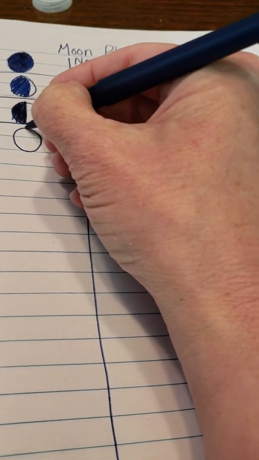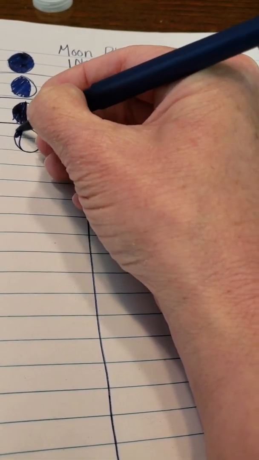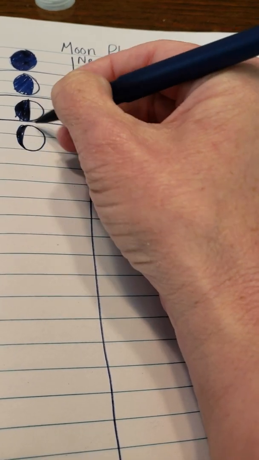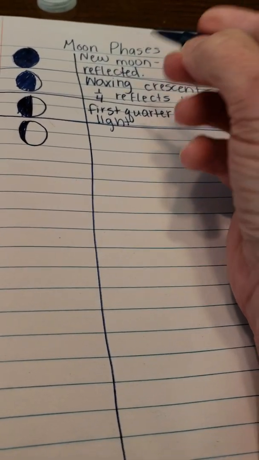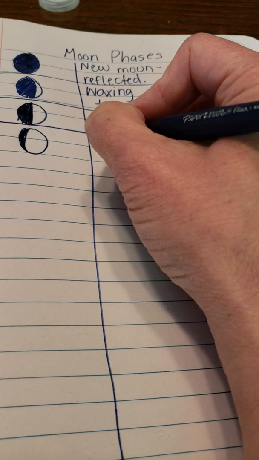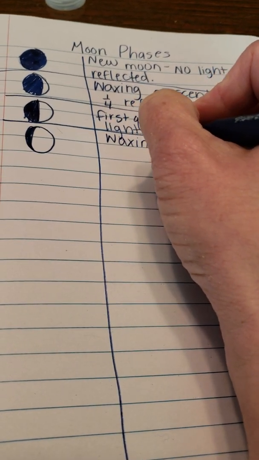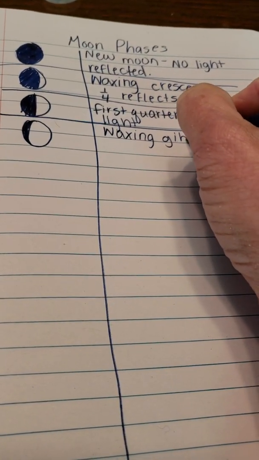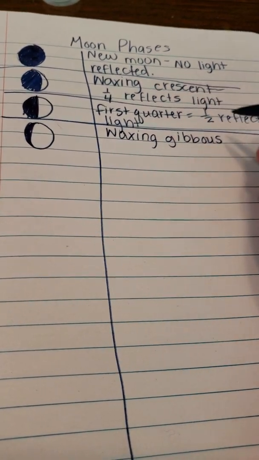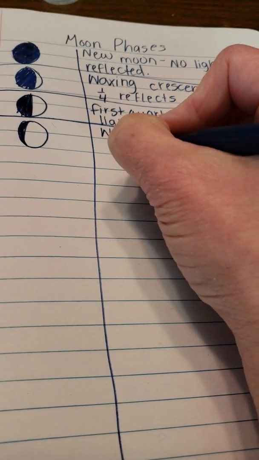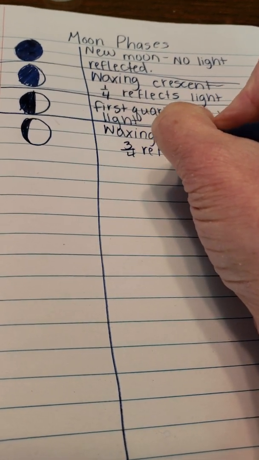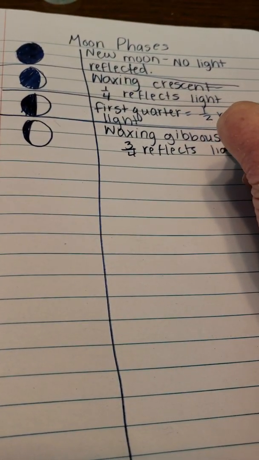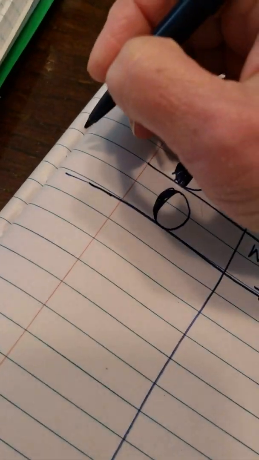And last in this section, we're going to have this little section in a crescent and it's dark, and then all of the rest of this reflects light. So that would be a waxing gibbous. And that has 3/4 reflects light. In this part of the lunar cycle, light is increasing.